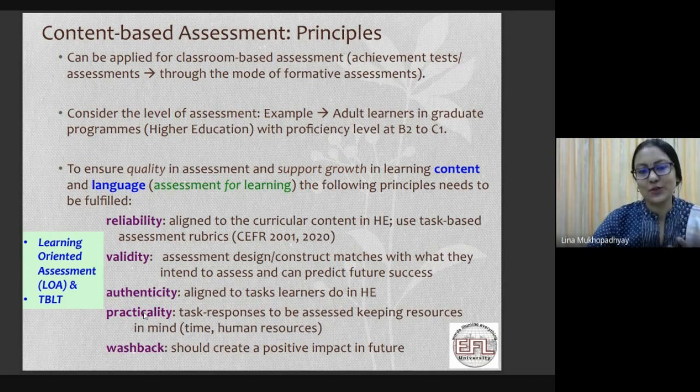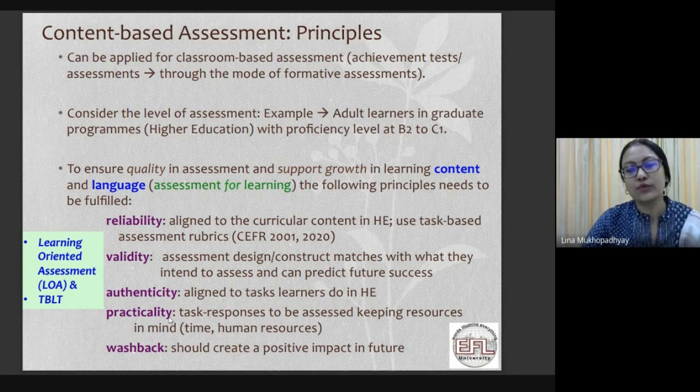We have to take into account that if we are teaching 50 learners at one point of time, how do we make the assessment in such a manner that it will not have a negative impact on the amount of time taken and the amount of human resources I need to involve. Right? So that's attending to the principle of practicality.